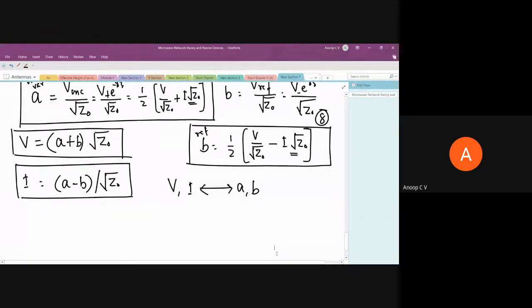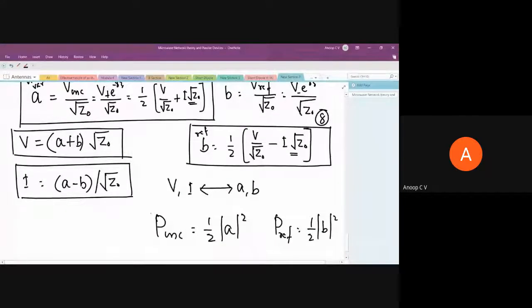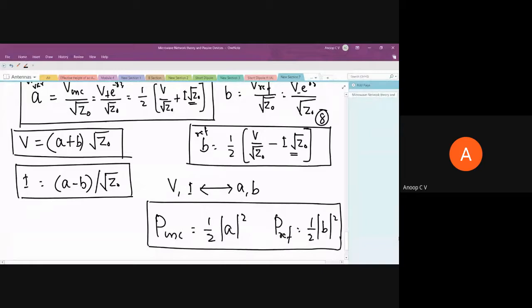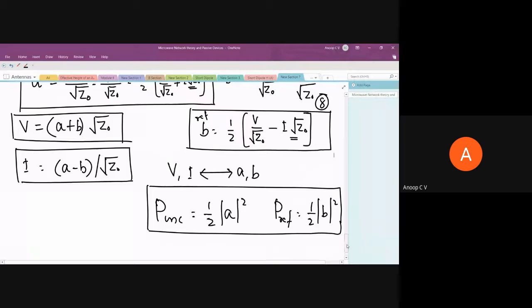In the next class we'll prove this. I'll take a single port network and prove that incident power P incident is half times mod of A square, and reflected power P reflected is half times mod of B square. You will see it in the next class. But for the time being, please be comfortable with these things. I've just defined A and B in terms of V and I, but later on we'll get to know that power incident can be represented as half times magnitude of A square, and power reflected as half times magnitude of B square.